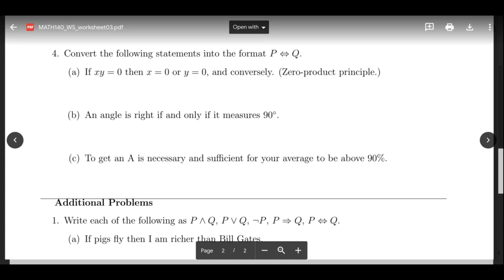What? Moises, 4A, please. If pigs fly, then you'll be rich, richer than Bill Gates. Sorry, I wrote the other one. I wrote the additional problem. Oh, I see. You're ahead of us. Well, would you please try to answer 4A?